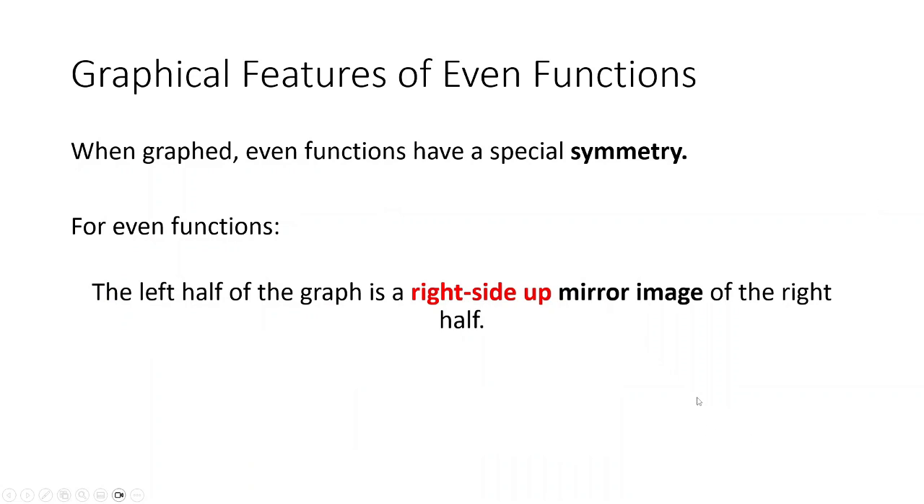Now, as odd functions had a special symmetry when they are graphed, even functions have a special symmetry when they are graphed. The symmetry displayed by the graphs of even functions is as follows. If you take the right half of the graph, then the left half of the graph is going to be an exact mirror image of the right half, right side up this time, as opposed to odd functions, where the left half was upside down.